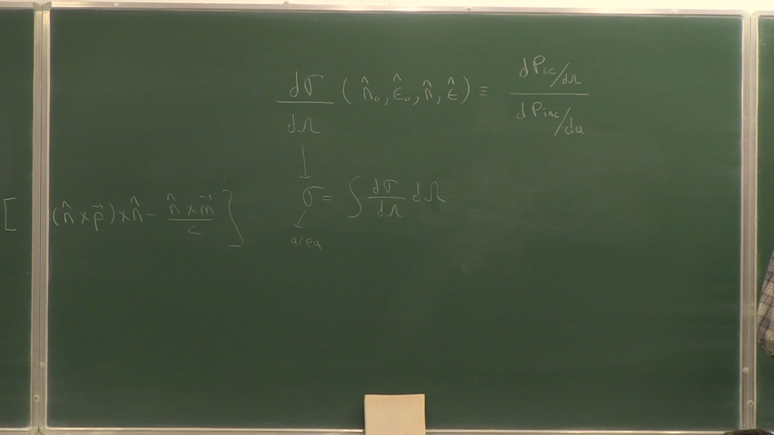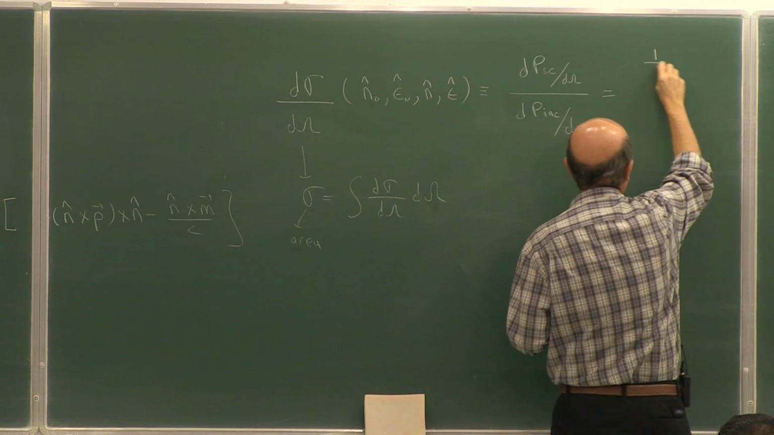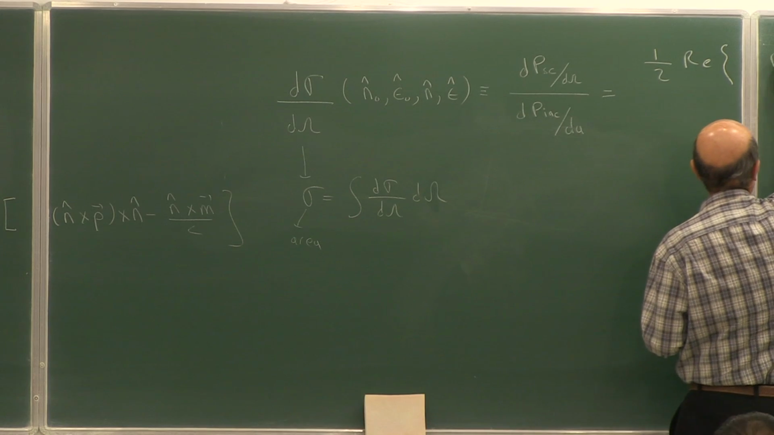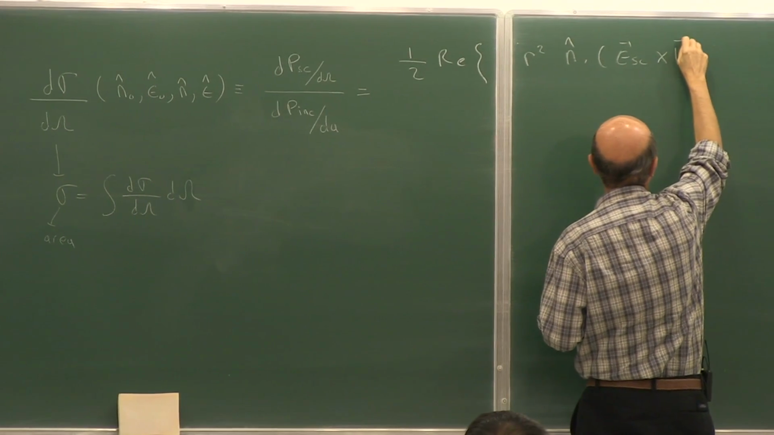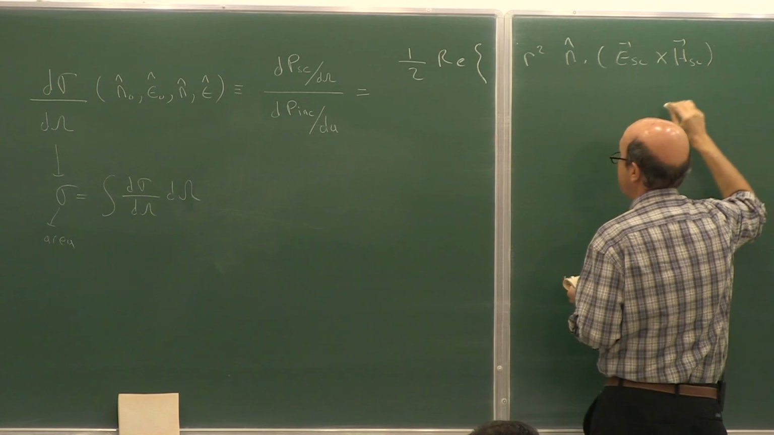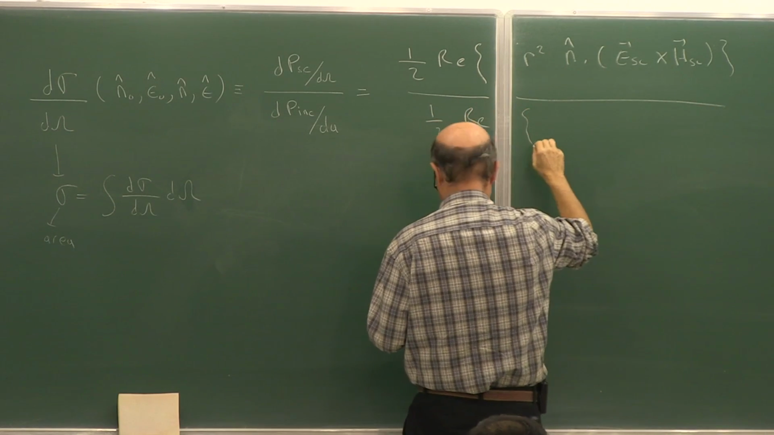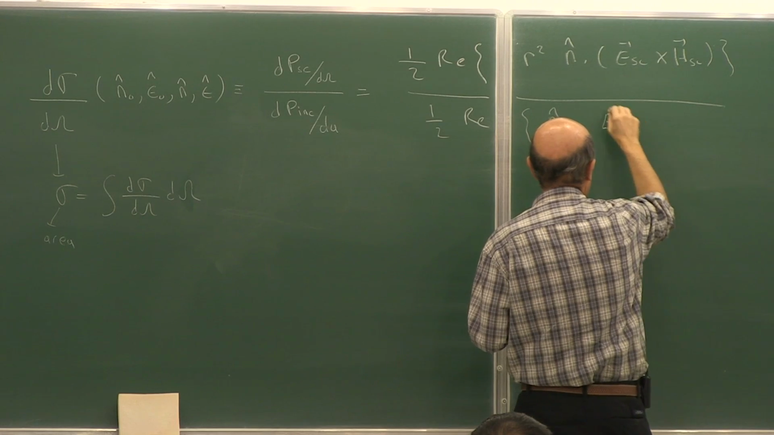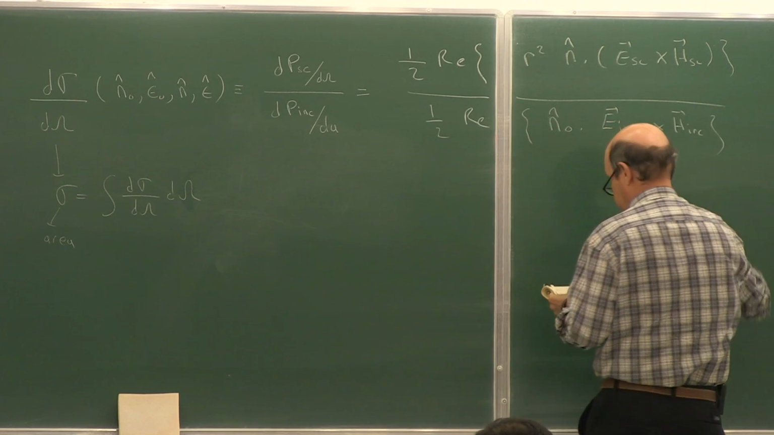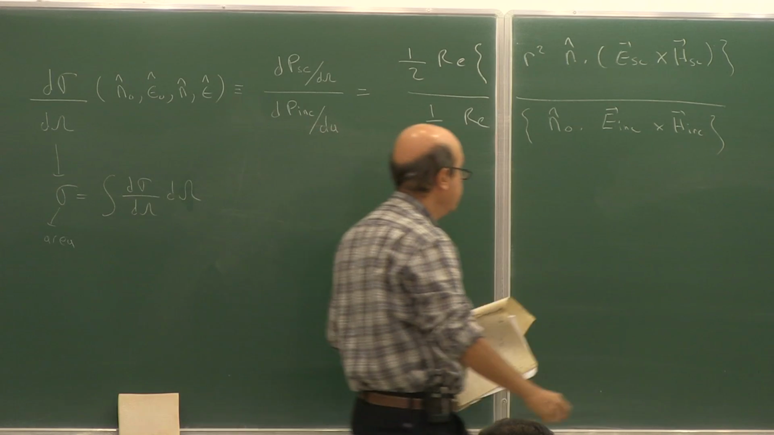So basically we can write the power per solid angle of the scattered waves as 1/2 real part of r squared n dot E scattered cross H scattered, divided by 1/2 real part of n incident, the propagation direction of the incident wave, dot the incident electric field cross H incident. I think we have a complex conjugate here.